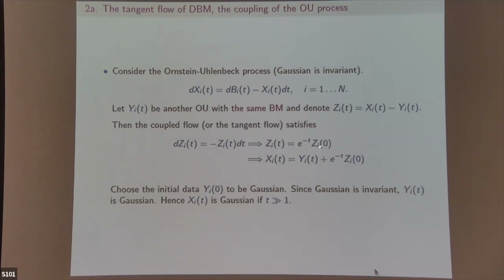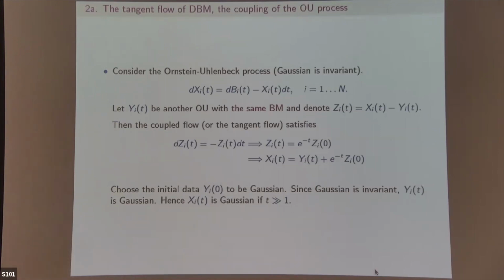Now this is very good, because I can take my initial data y(0) to already be Gaussian. Because the Ornstein-Uhlenbeck process keeps the Gaussian, y(t) will be Gaussian forever. And now you just wait for your x(t). If t is much bigger than 1, you already know that x(t) and y(t), which is Gaussian, are already quite close. So this is a trivial proof that the Ornstein-Uhlenbeck process converges to Gaussian.